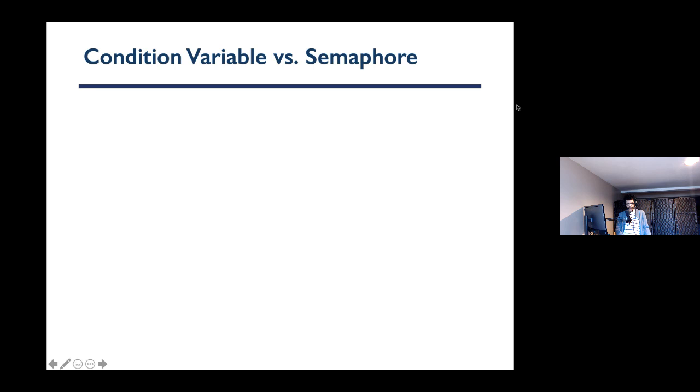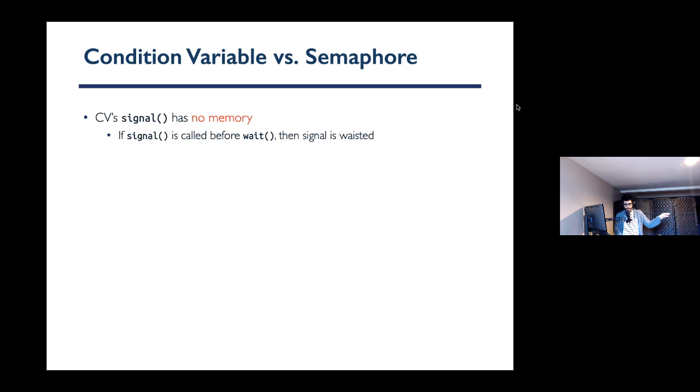Okay, now differences between condition variables and semaphores. As we discussed, the condition variable signal has no memory, in the sense that if you call signal 1,000 times, if nobody is waiting, all those signals get wasted. They don't get memorized. So the state of the condition variable doesn't change if you keep signaling.